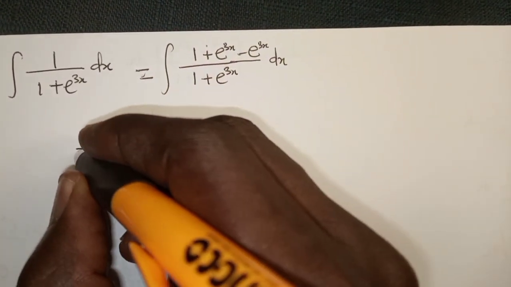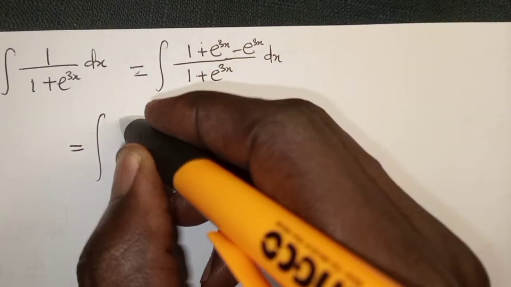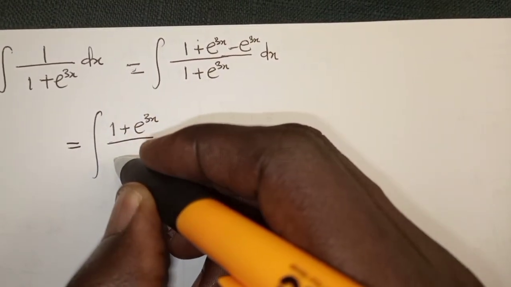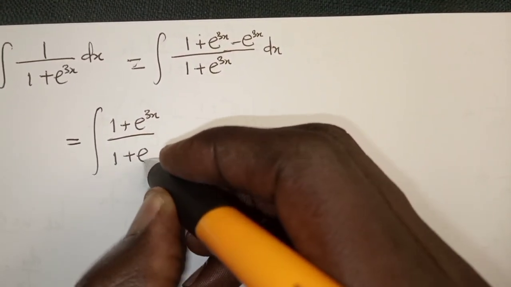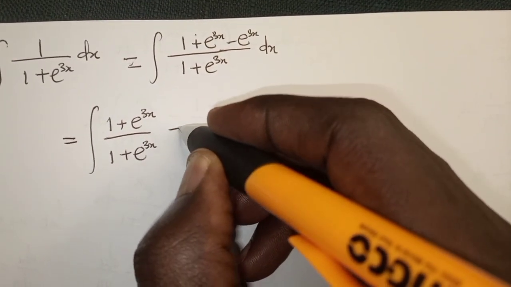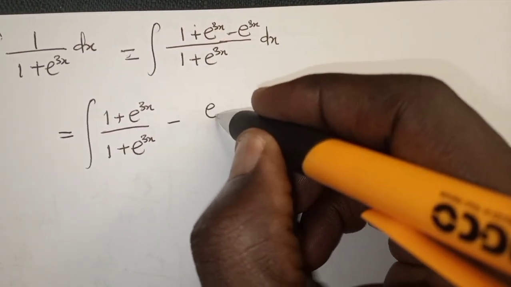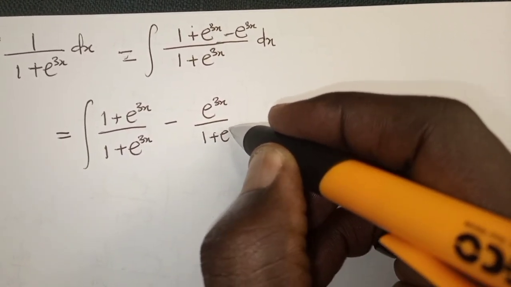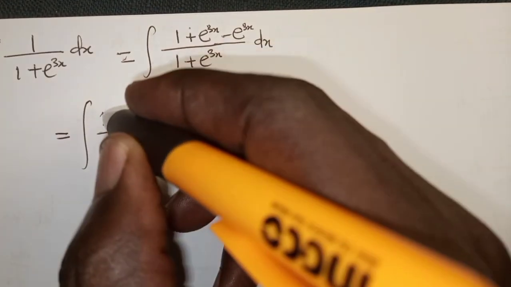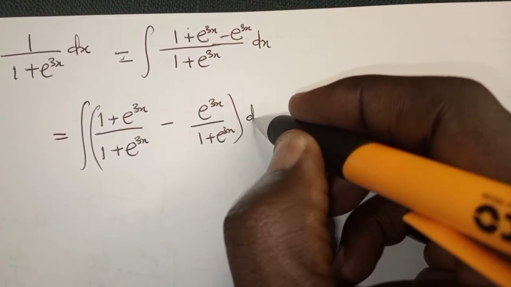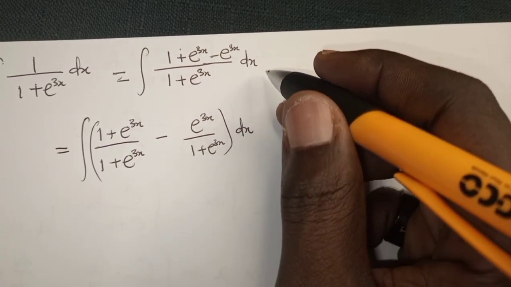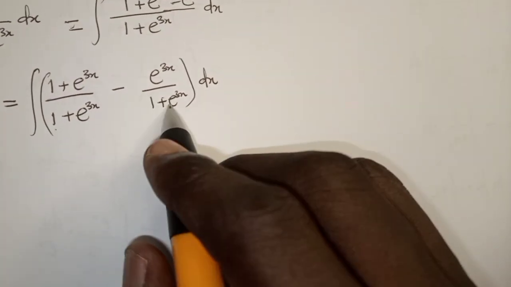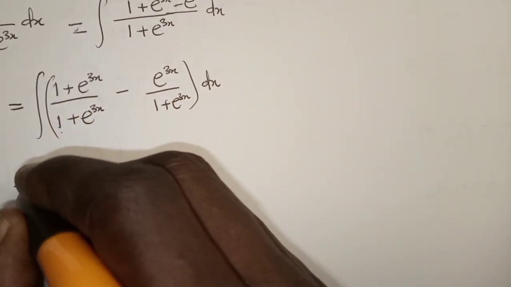So we detach the fraction into parts. So we have this will be equal to 1 plus e exponent 3x on 1 plus e exponent 3x minus, because of the minus, e exponent 3x on 1 plus e exponent 3x. So everything should be integrated in terms of x. So then we take each of the terms separately.